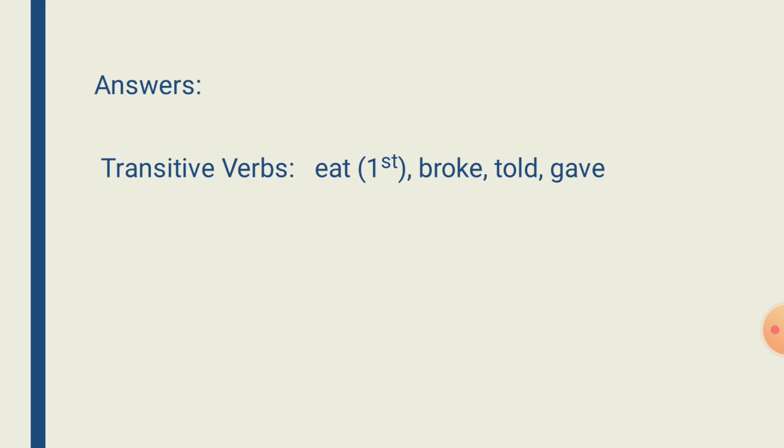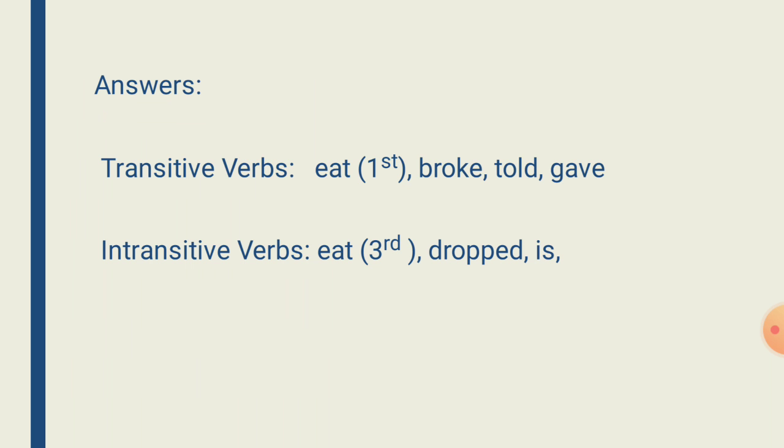The answers are given after this. Transitive verbs: eat, broke, told, gave. Intransitive verbs: eat in the third sentence, stopped, is, and opened. I hope you understand both the terms very clearly, transitive as well as intransitive. Again, before summing up, you have to remember in this way: transitive verbs always take an object. Intransitive verbs do not take an object.